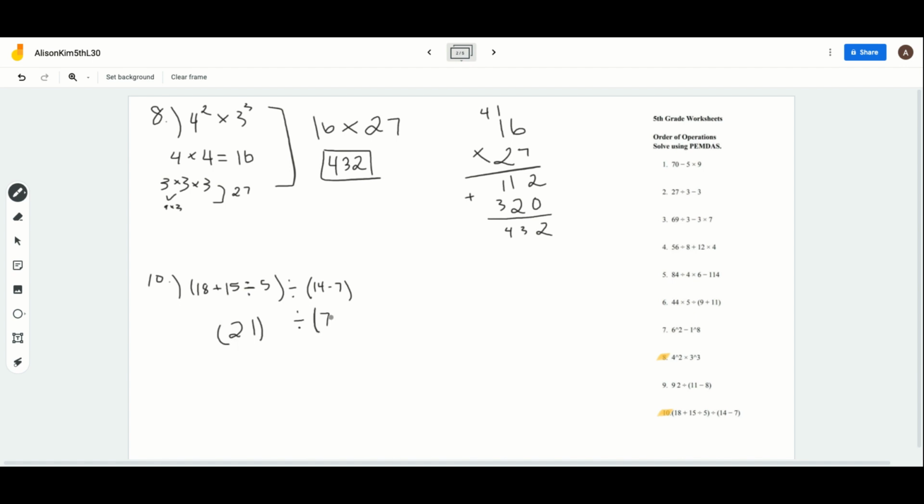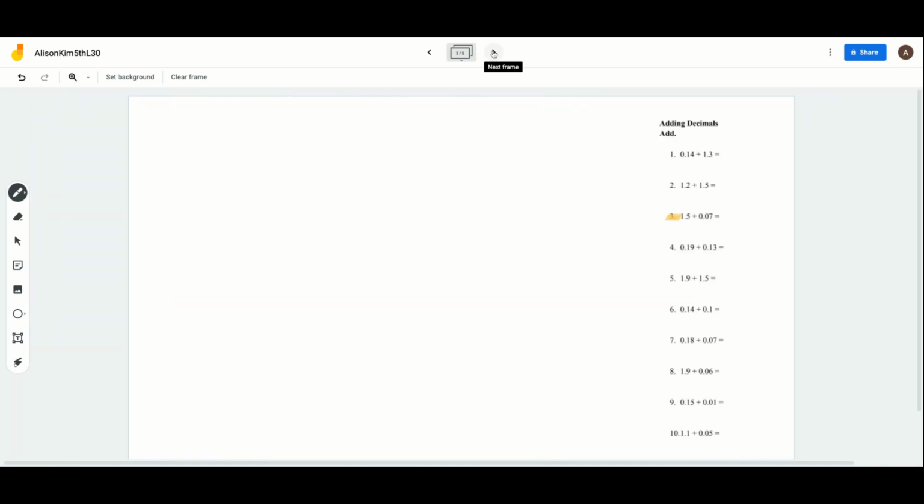Now that we have all the parentheses done, right? Because these were both parentheses, now we're just going to divide them all together. And we know that 21 divided by 7 is 3. So our answer for number 10 will be 3. And let me double check my answer just in case. Yep. Now let's move on to adding decimals.